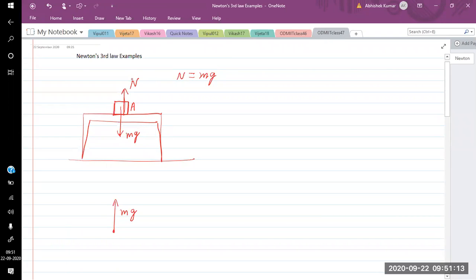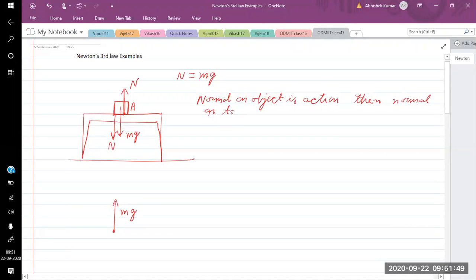So then for normal, what will be the reaction pair? Normal is exerted from the surface of the table. So the table will also experience a normal force from the object. So this is the action-reaction pair: the normal on object is action, then normal on table from object is reaction.